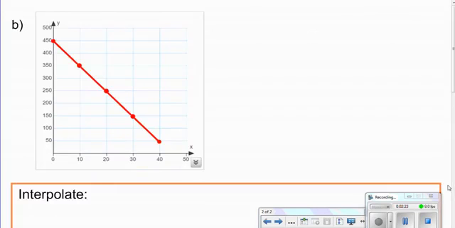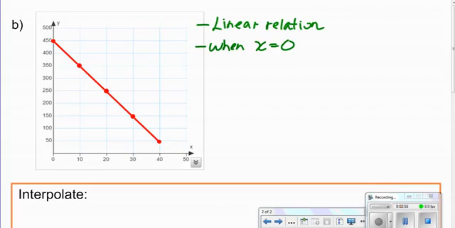Okay? I will do this example with you. I know we usually do it the other way, but I'll do B with you first. And so looking at this relation, we can say, well, the points make a straight line on the graph. So we could say that it is a linear relation because the points make a straight line on the graph. We could say that when x equals 0, we follow it up, y equals 450.